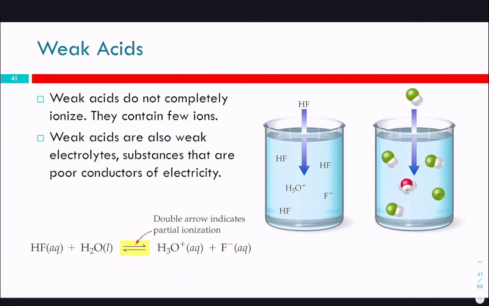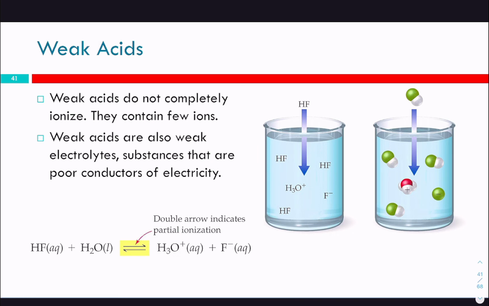Weak acids don't completely ionize, as I've mentioned. They're also poor conductors of electricity, so you get that dim light bulb. This reaction arrow indicates partial ionization. It also means that you have a significant amount of your products becoming reactants again. So there's this constant flow.